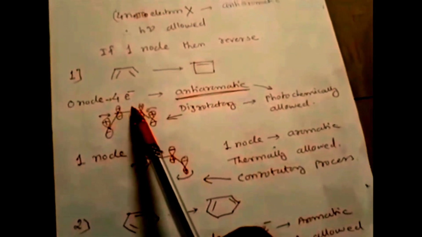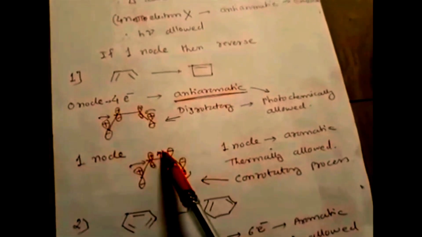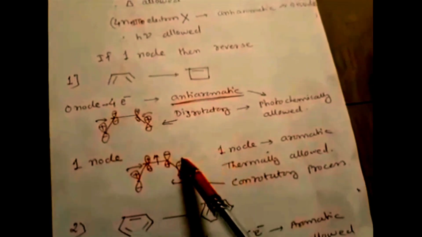Now if one node is given, I have to give one node from here like this. So this is negative positive, and negative positive. Now here one node means aromatic, because you see here 0 node means anti-aromatic. Here 1 node means aromatic. Aromatic means it is thermally allowed.